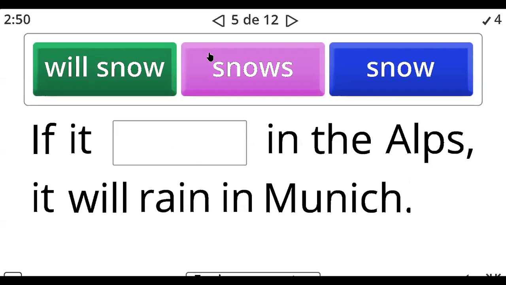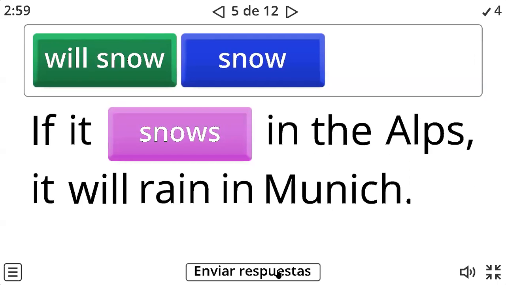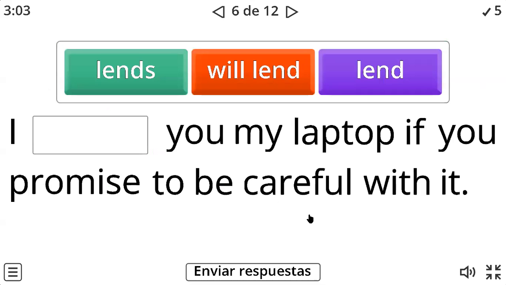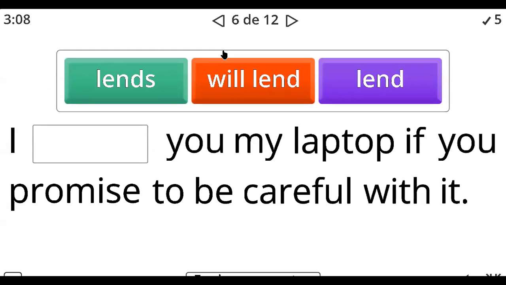Let's help Carlita. Marco? If it snows in the Alps, it will rain in Munich. Okay, excellent. We have some more. How about you, Raul? Or Ruth? Oh, Raul.